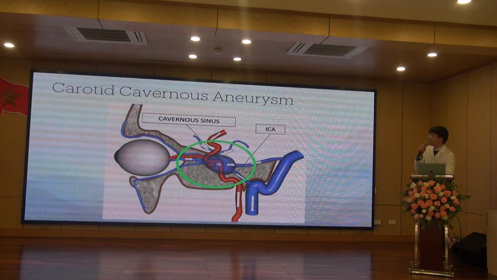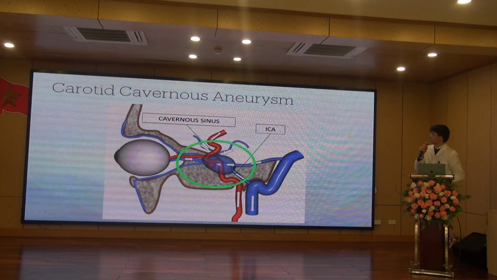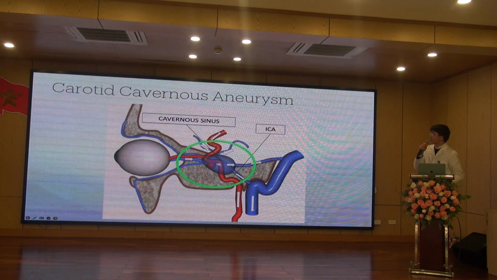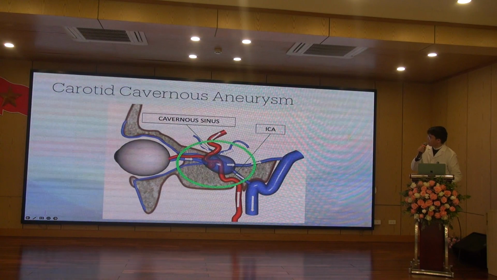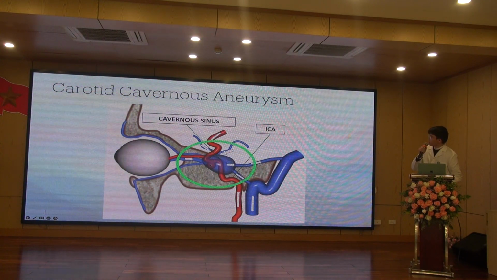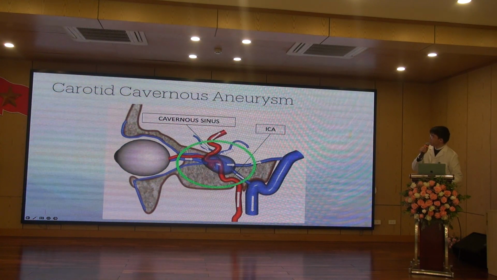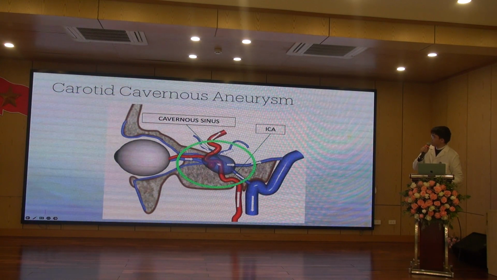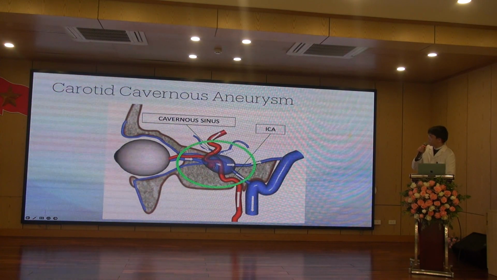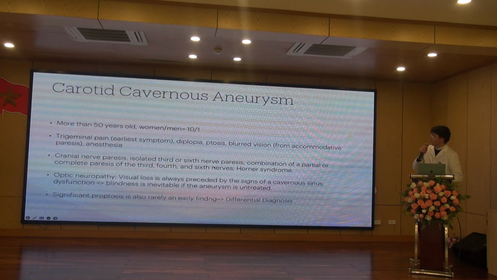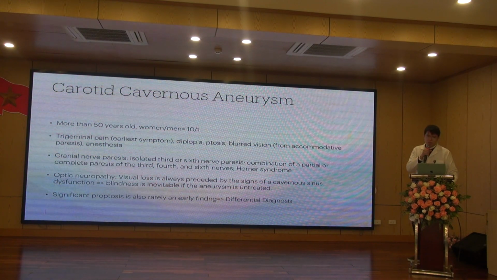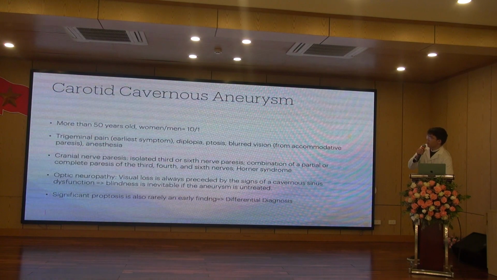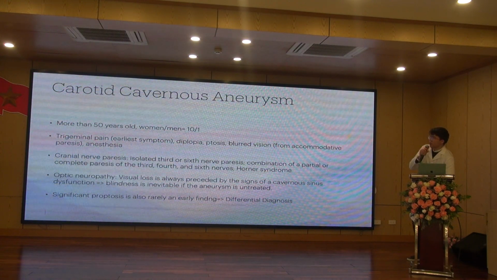The first entity I want to introduce is the carotid cavernous aneurysm. As you can see in the image, there is an aneurysm inside the cavernous sinus that starts from the internal carotid artery. This condition is more often present in women than men, and in patients older than 50 years.